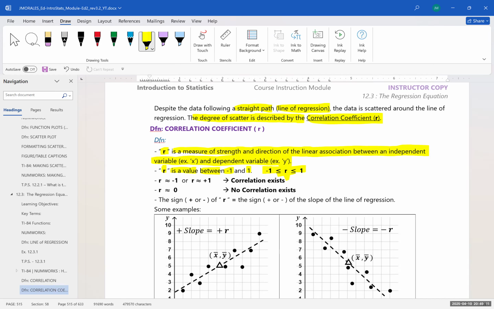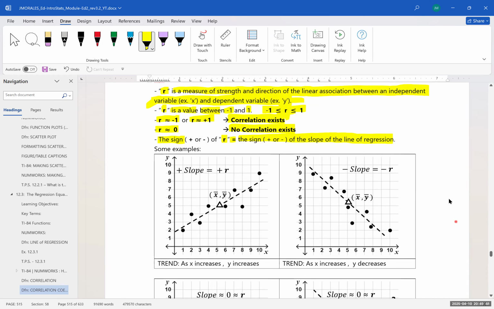If the correlation coefficient is either -1 or +1, we can say a correlation definitely exists. If the correlation coefficient is approximately 0, we say that no correlation exists between those two variables. The sign of the correlation coefficient is equal to the sign of the slope of the line of regression.